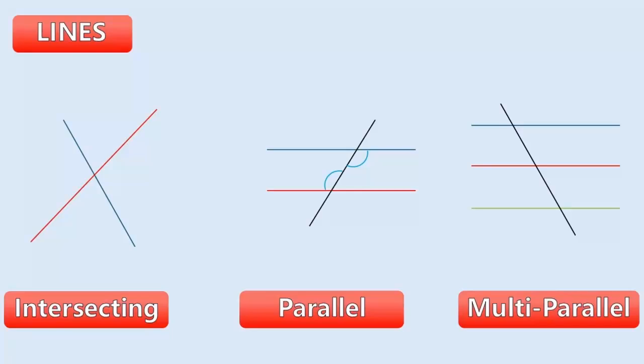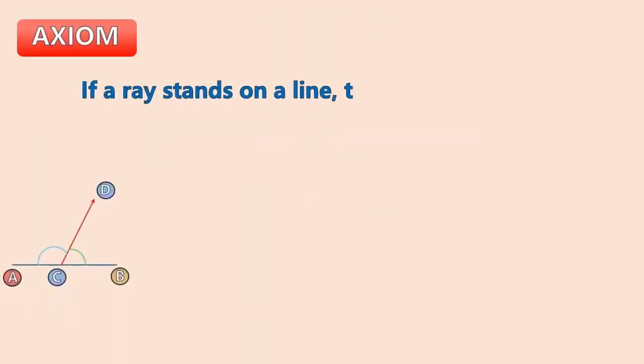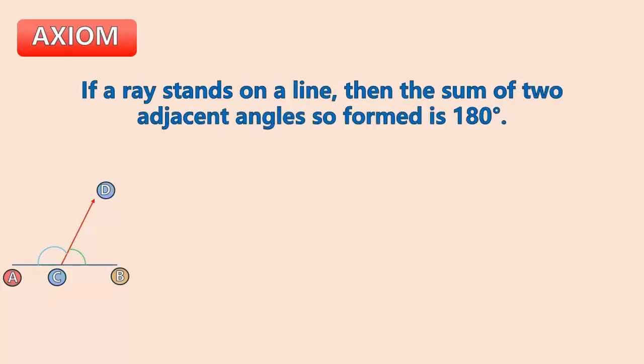or the alternate angles. Let us look at the axiom. It says if a ray stands on a line, then the sum of the two adjacent angles so formed is 180 degrees. For example, if we have our segment AB and the ray CD stands on top of it, no matter how you place it, the sum of the angles DCB and DCA is equal to 180 degrees.